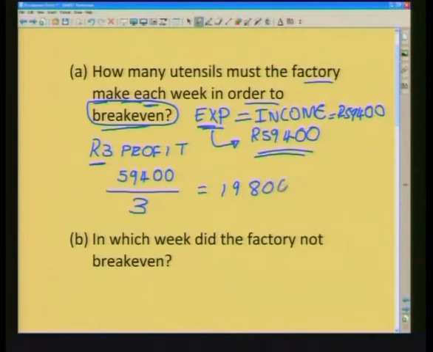19,800. So if you plug that into your calculator, you will see that you get 19,800 utensils that have to be made. So in other words, when they manufacture 19,800 utensils, they are only able to make an amount of 59,400, which covers the overheads. Okay, let's move on to part B.